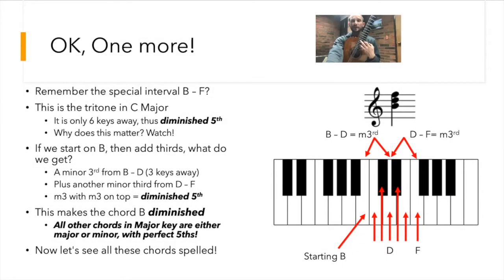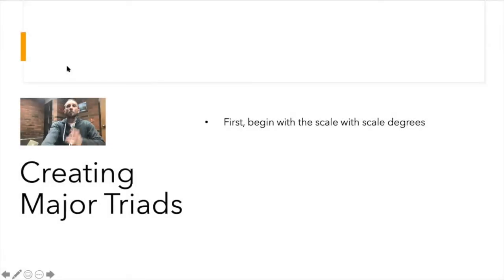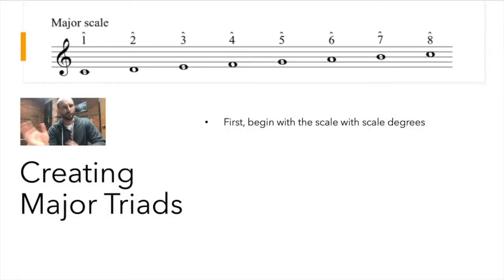So let's figure out what all these chords are spelled out in the key of C major. But first, we need to do a little review. Let's start with those scale degrees again. Well, you remember we had a C major scale and we just started on 1. It's C, D, E, F, G, A, B, C. 1, 2, 3, 4, 5, 6, 7, 8, 1.